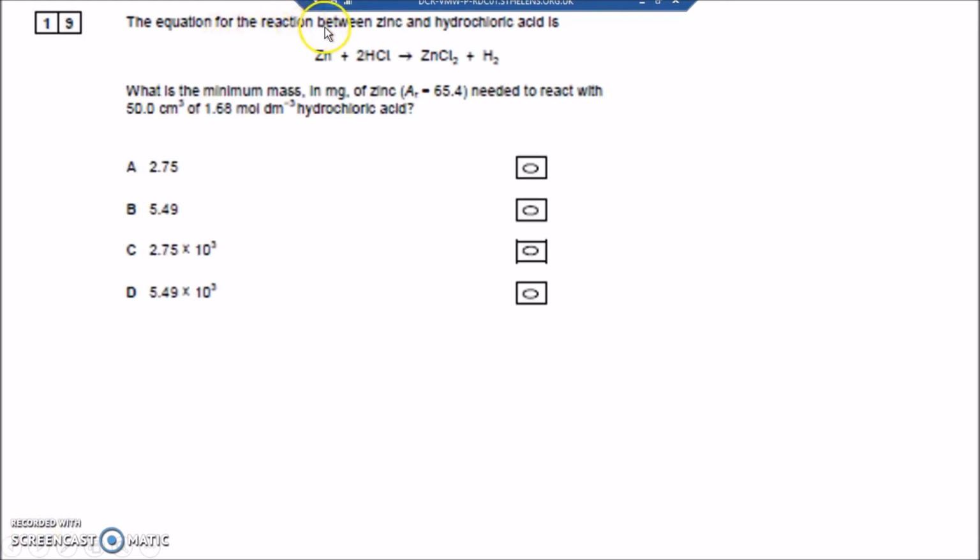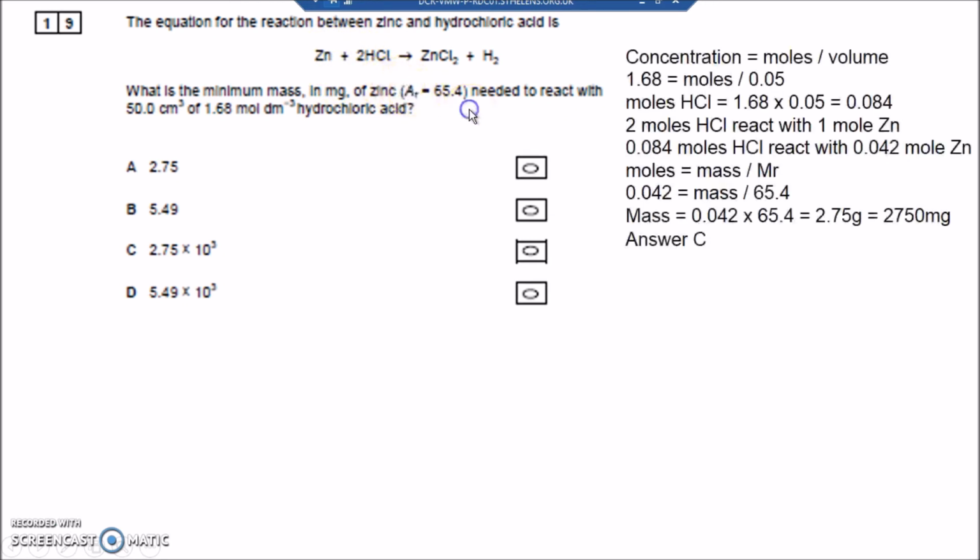Question 19. I've got an equation for the reaction between zinc and hydrochloric acid to make zinc chloride and hydrogen. What is the minimum mass in milligrams of zinc needed to react with 50 centimetre cubed of 1.68 mole per decimetre cubed hydrochloric acid? I've been given a volume and a concentration, so I need to turn that into decimetre cubed, use my concentration to work out number of moles, then work out that 2 moles of hydrochloric acid react with 1 of zinc, so half it, and then work out my mass from there.